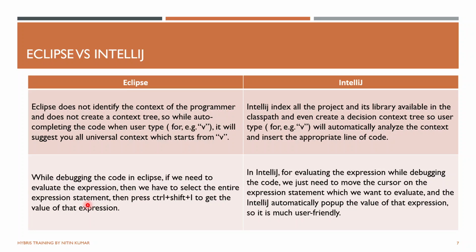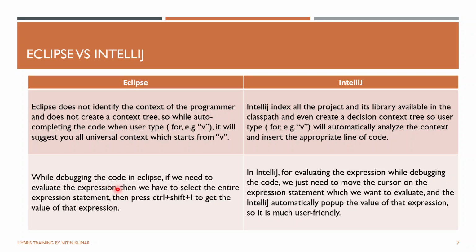So this is a comparison between Intellij and Eclipse. Eclipse does not provide the context of the programmers and does not create a context tree. That means if you are working with Eclipse, the suggestions which you will get might be random and might be too many. But if you are working with Intellij, it will create a context tree and will suggest you the most appropriate word to complete the line.